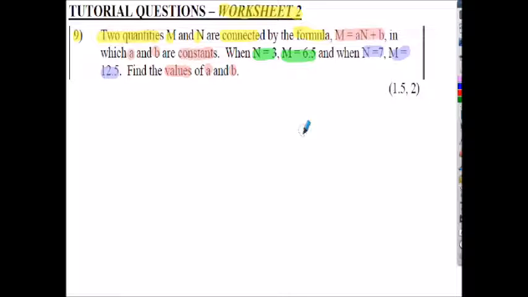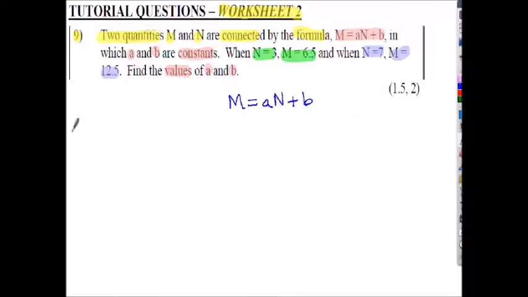So in this particular question we are not given explicitly the simultaneous equations, we have to actually derive them from the information given in the question. So the first thing to note is the equation given. We're told that the equations we've got to form must follow this format of M is equal to A multiplied by N plus B, where little a and little b are the constants we're trying to find.